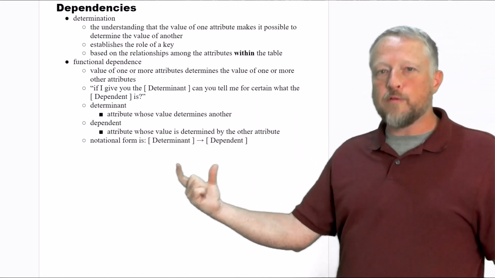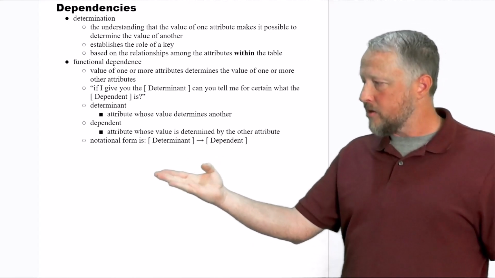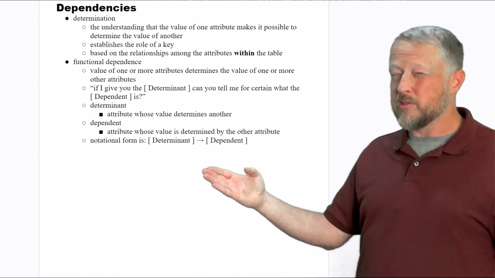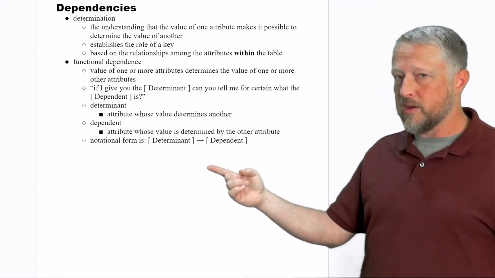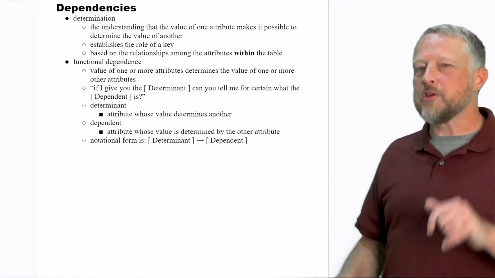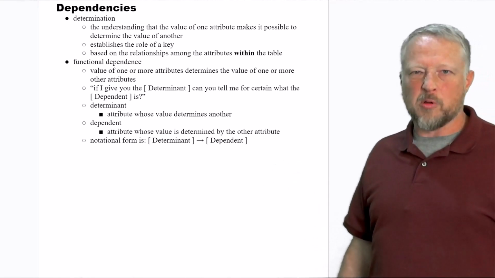The notational form is going to be this. The determinant gives us, guarantees us, you should say for certain, you're going to see me use "for certain" a lot, the dependent. So let me get to an exercise or example.